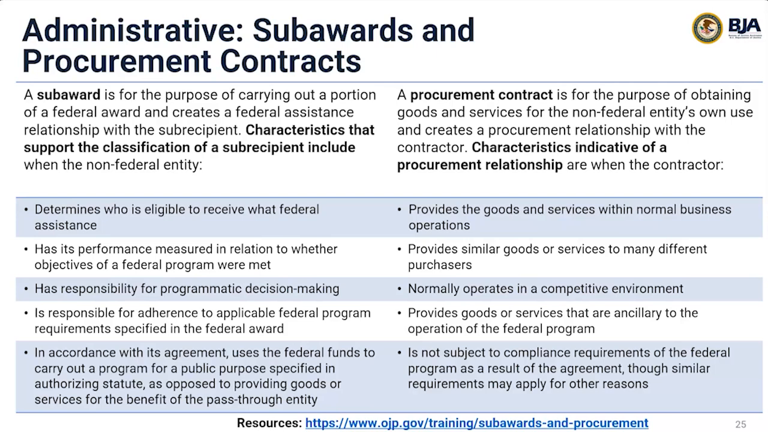relationship with the subrecipient. Characteristics that support the classification of a subrecipient include when the non-federal entity determines who is eligible to receive what federal assistance, has its performance measured in relation to whether objectives of a federal program were met, has responsibility for programmatic decision-making, is responsible for adherence to applicable federal program requirements specified in the federal award, in accordance with its agreement, and uses the federal funds to carry out a program for a specific purpose specified in the authorizing statute, as opposed to providing goods or services for the benefit of the pass-through entity.